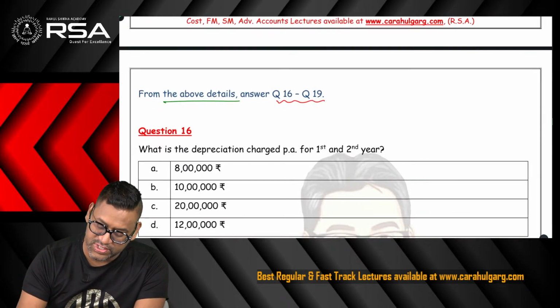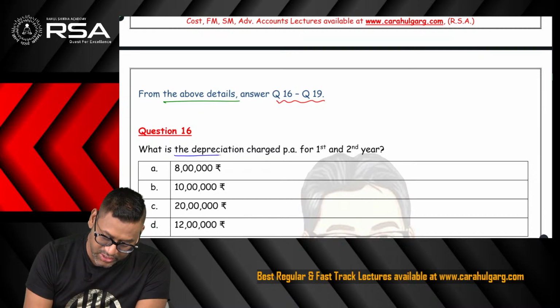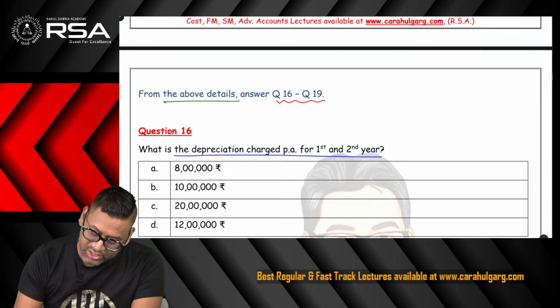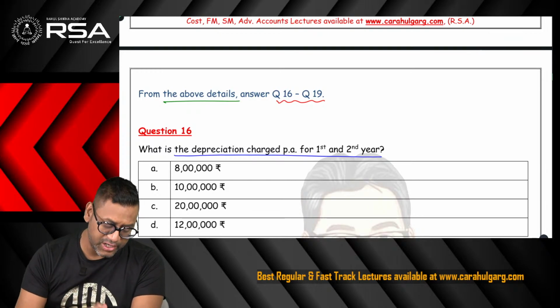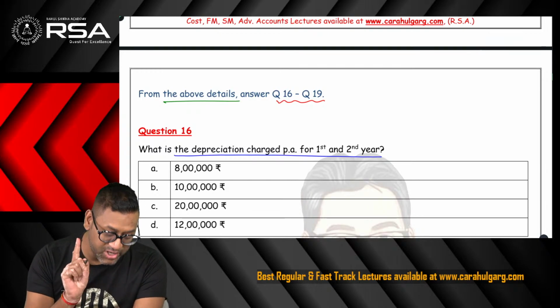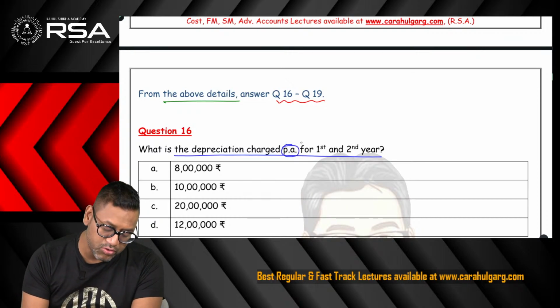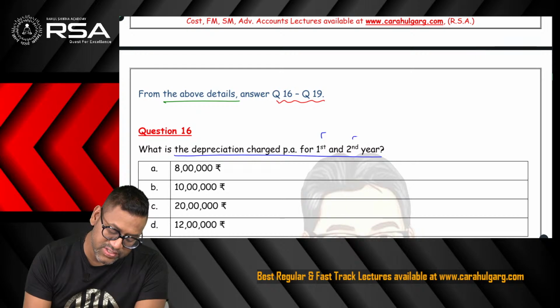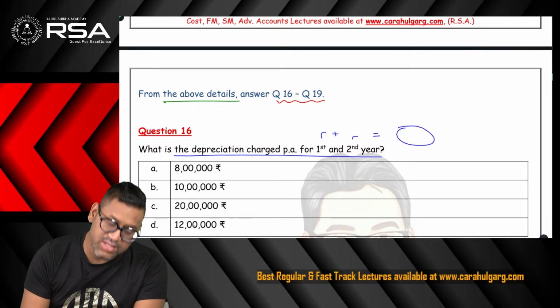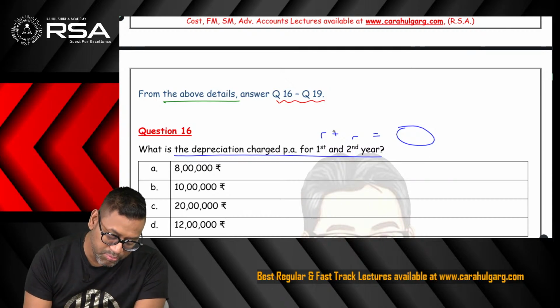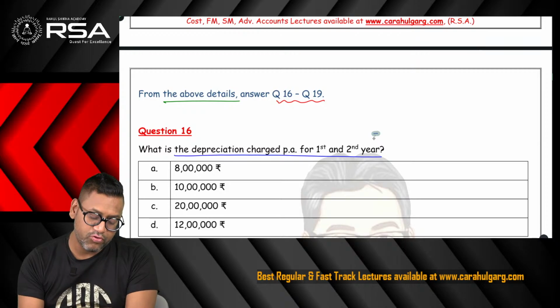First of all, question 16. It says, what is the depreciation charged per annum for year number 1 and year number 2, for the first and second year? But be very specific, be very clear. The question is saying per annum, charged per annum. Sometimes the student will not see this and they will say first year, second year, they will club and mark the answer which is the total of these two. So that will be absolutely wrong. Please read the question very carefully. What is the depreciation charge per annum for first and second year?